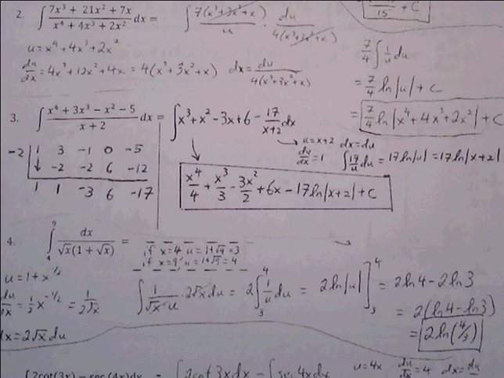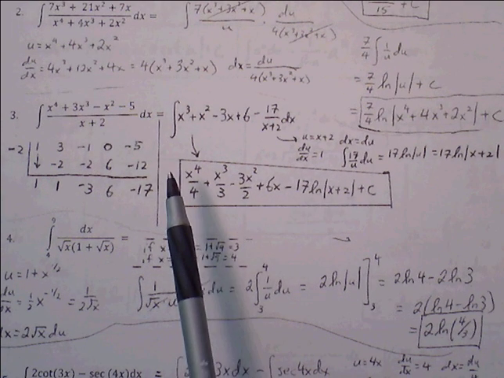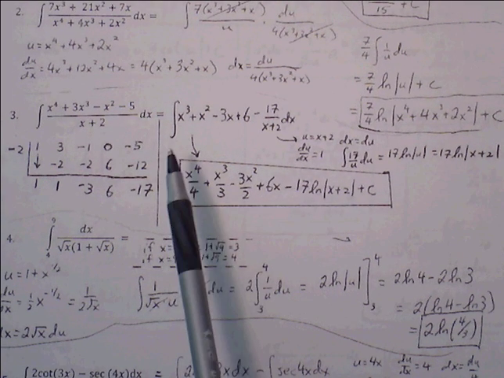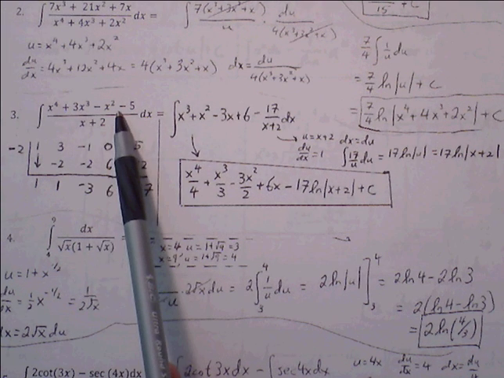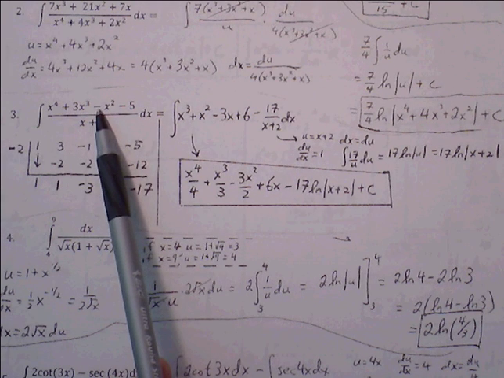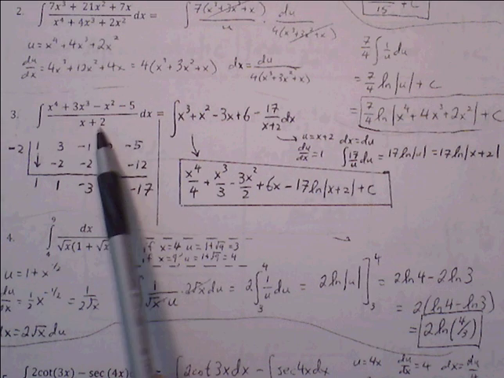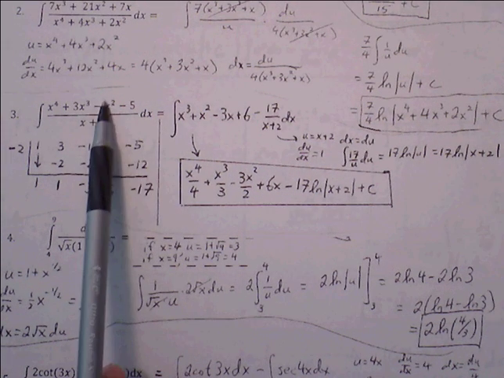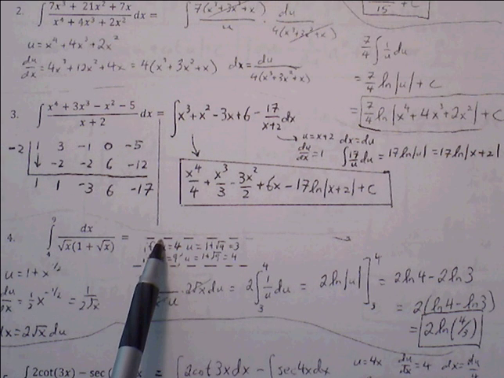All right, if we look at number 3 here, if we let the denominator be the u value, we see that the derivative is not going to match up with the numerator. If we let the numerator be the u value, the remaining parts are not going to match the denominator. So it looks like this could be something that we could go through either long division or synthetic division.